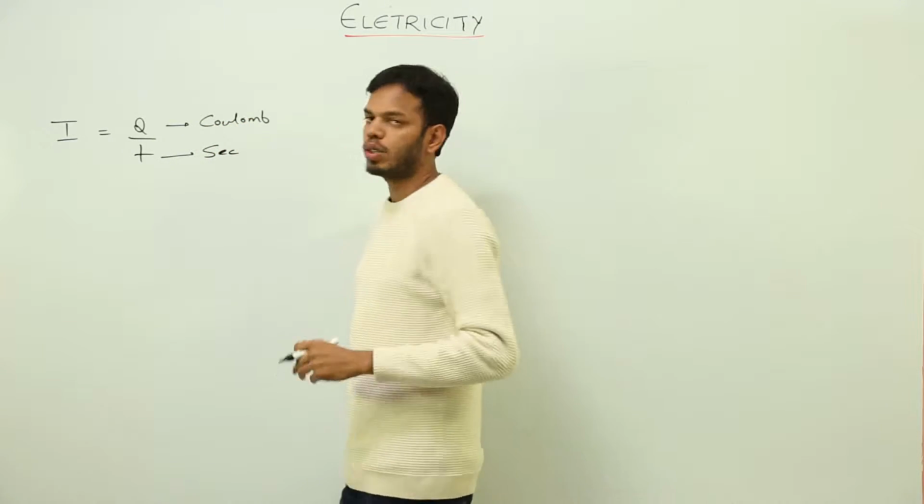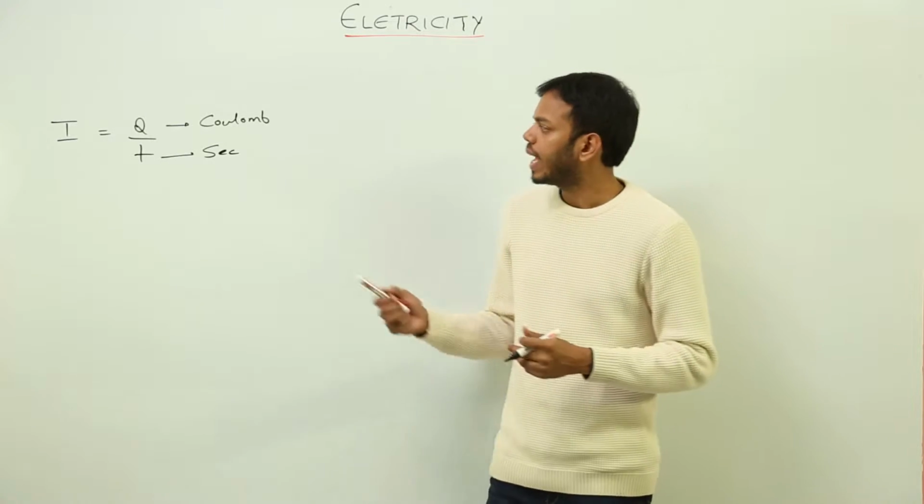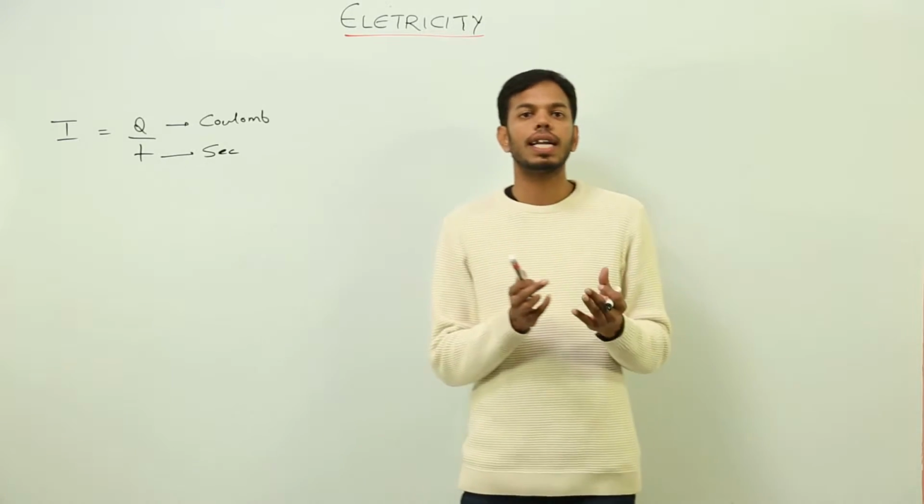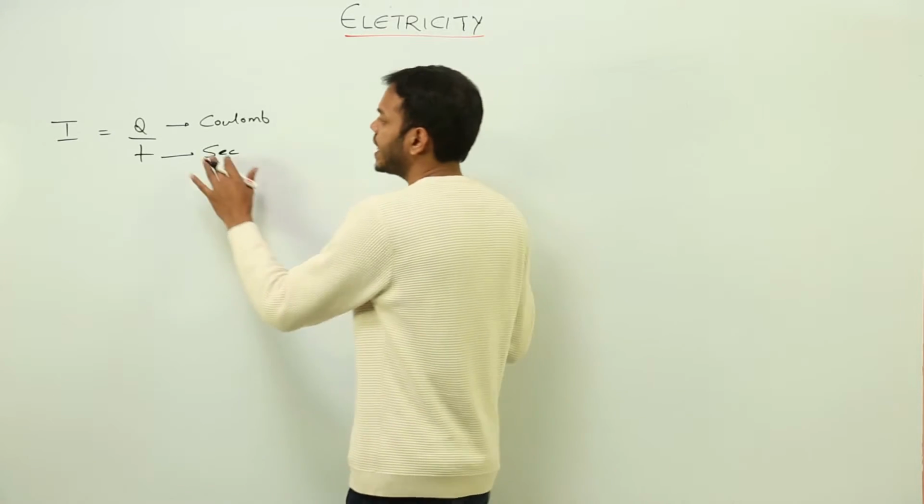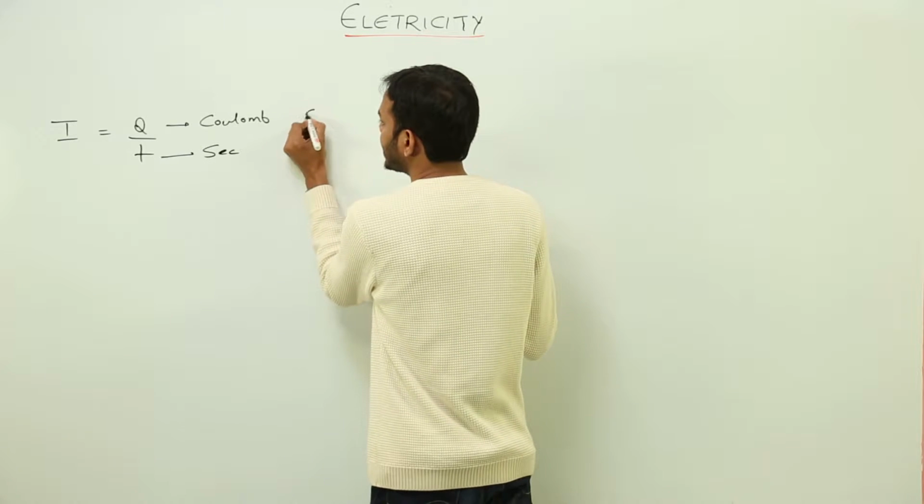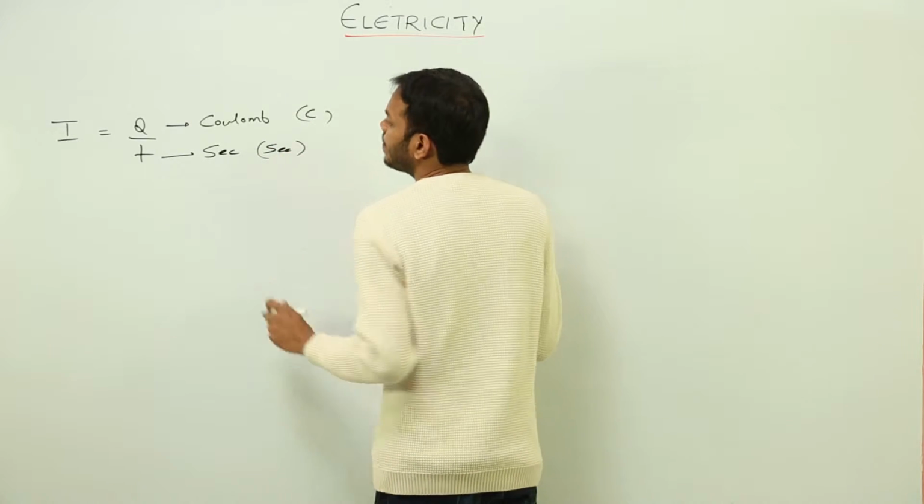Coulomb was the scientist who first explained all the theories about charges, and that is why in higher classes we also have electrostatic forces based on Coulomb's law. So coulomb is the SI unit of charge. It is denoted by C. Time is denoted by S, we know that, or SEC.